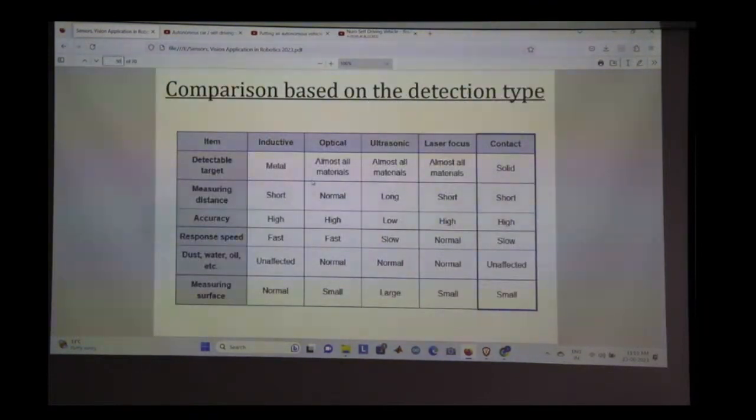Then this is a comparison based on some types. So you can see inductive, optical, ultrasonic, laser focus, contact. There are different ways of measuring the distance. And here detectable target, measuring distance, accuracy. So this table actually compares which scheme should be used for measuring the distance. This is a table, I'll share this PPT, you can have a look at it.